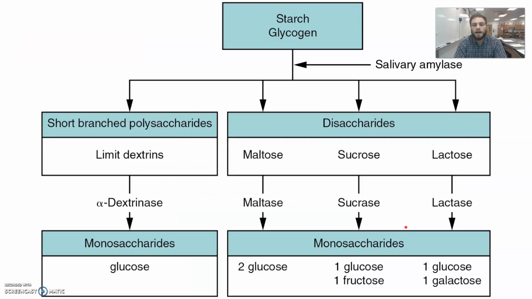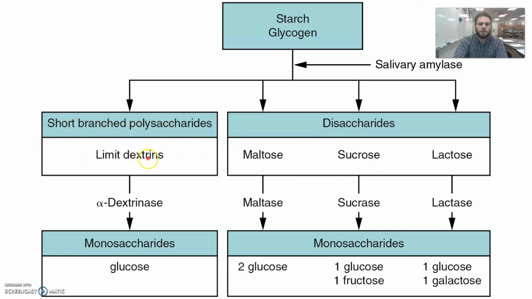Here we can take a look at a table of the breakdown of carbohydrates, going from starch and glycogen, starting with salivary amylase being released in the oral cavity. It'll break it down into short branch polysaccharides or disaccharides. These are up here as a polysaccharide, so many saccharides hooked together. These are the disaccharides, so two monosaccharides hooked together.